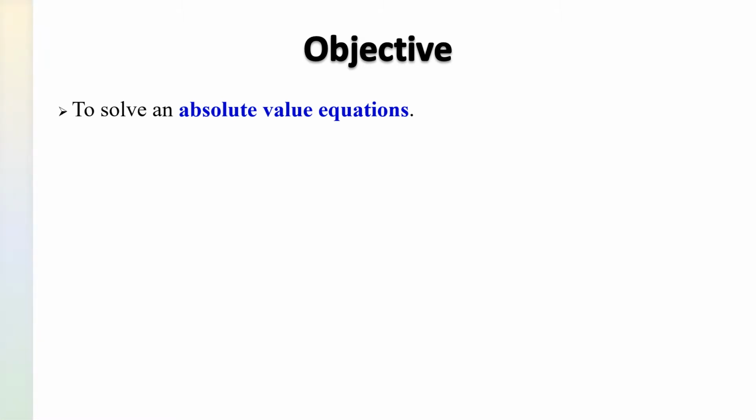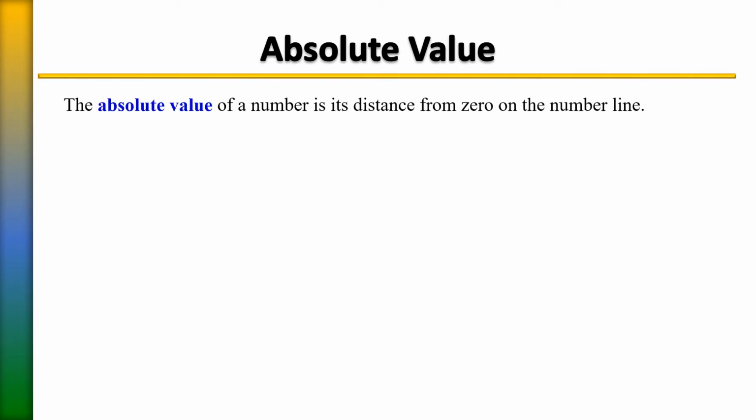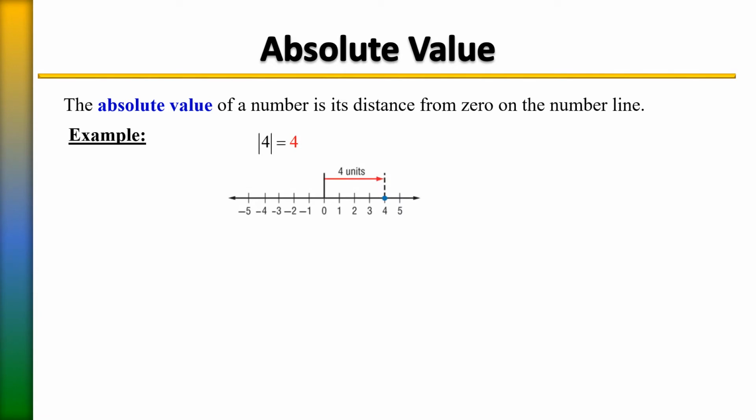In this lesson, we're going to solve absolute value equations. The absolute value of a number, recall, is its distance from zero on the number line. For example, the absolute value of 4. It means you would ask yourself, what is the distance 4 is from 0 on the number line?